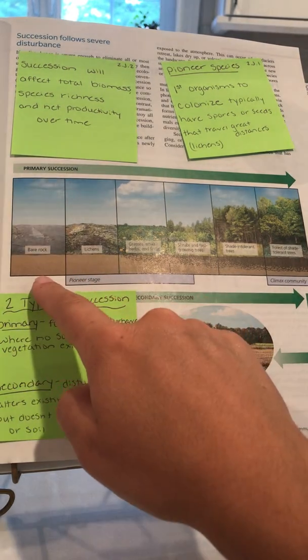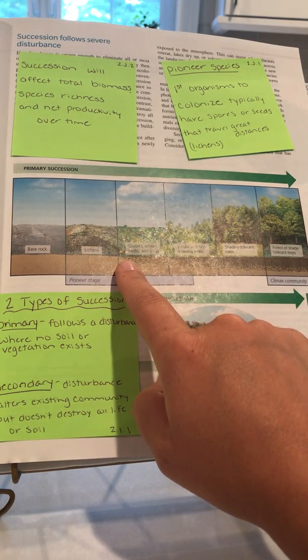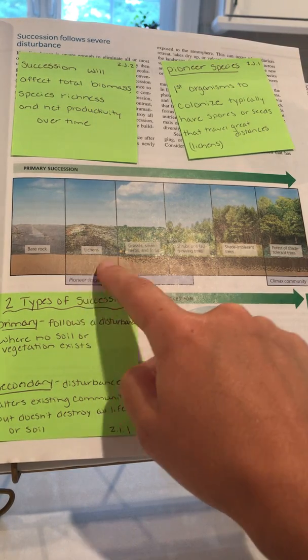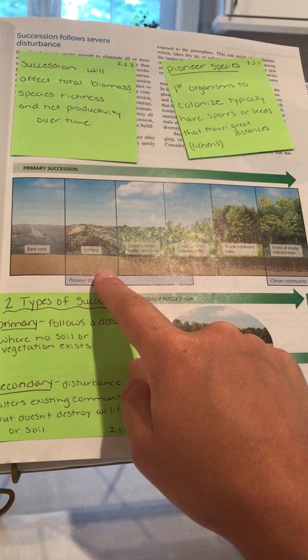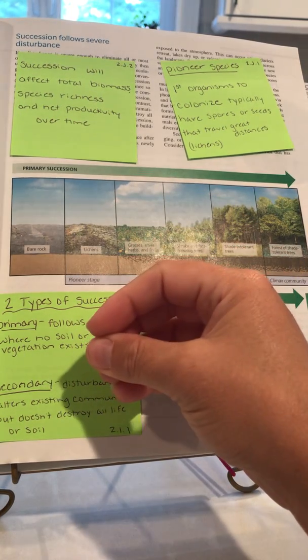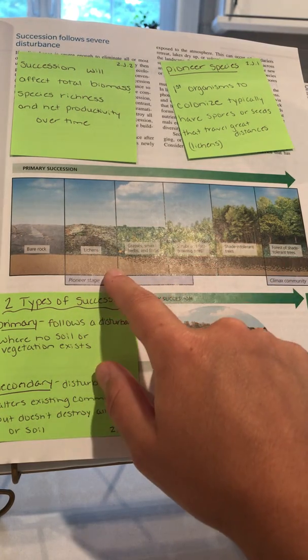So after that would happen, the first species to colonize are usually lichens or mosses because they don't need soil to survive. And the cool thing about them is they give off a little bit of an acidic substance. And even when they die, they decompose, they erode the rocks, and you have a small amount of soil.